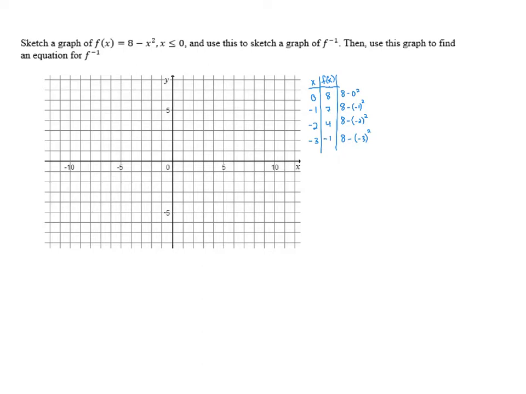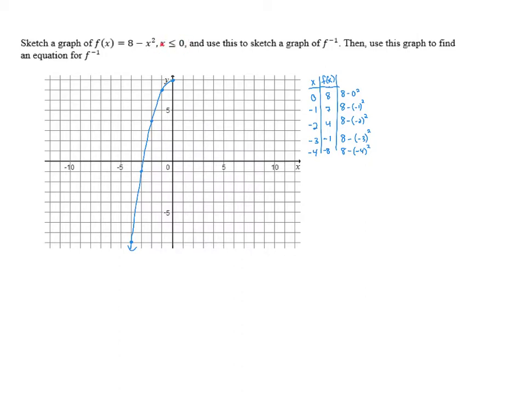So we're at (0, 8), (-1, 7), (-2, 4), (-3, -1). We could even do -4. This is 8 minus -4 squared. -4 squared is 16. 8 minus 16 is -8. And so we've got (-4, -8), which is all the way down here. And we've got this beautiful half of a parabola that looks like this.